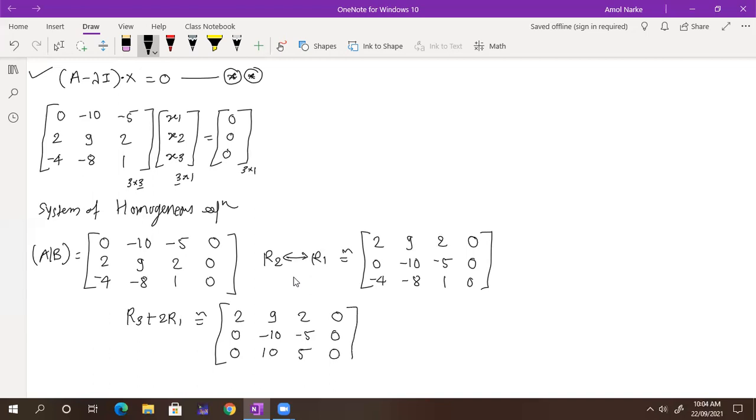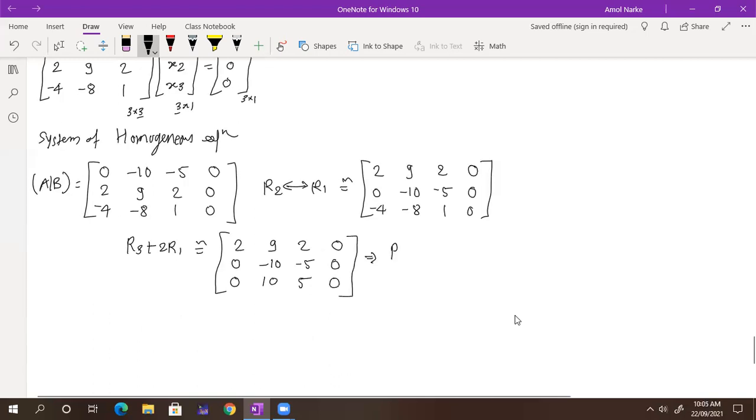R3 plus R2. Simply R3 plus R2. Very good. So once you do R3 plus R2, what are you getting? The rank of the matrix will become 2, sir. 2. Correct. So if rank is 2, how many solutions does that system have? Infinite solutions. And how many free variables? 1 is nothing but the free variable.